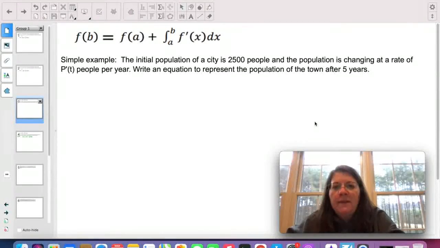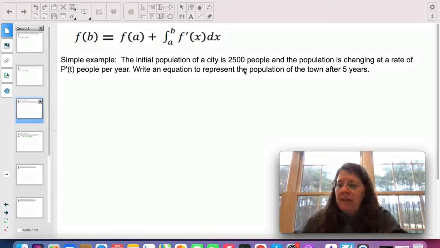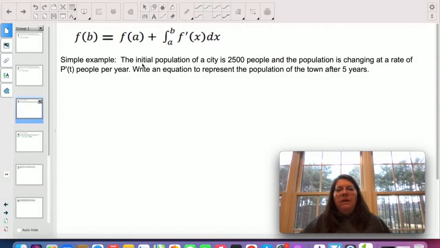The initial population of a city is 2,500 people, and the population is changing at a rate of p prime of t people per year. Write an equation to represent the population of a town after 5 years. What they've given us here is the initial population. If that's the initial population, 2,500, haven't they really given us an ordered pair? So our initial population is 2,500, so since our function is p of t, p of 0 would be 2,500.